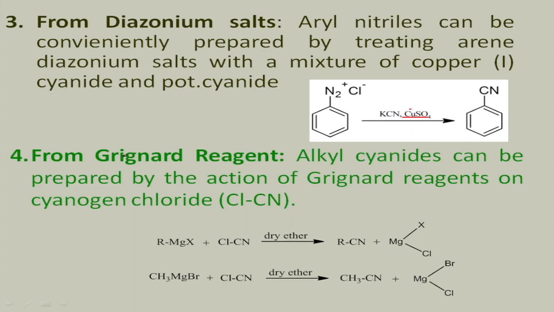You get aryl cyanide or aryl nitrile. Number 4, Grignard reagent: an alkyl cyanide can be prepared by the action of a Grignard reagent on cyanogen chloride. The Grignard reagent is RMgX. Suppose R is CH3, so you have CH3MgBr. It reacts with ClCN, cyanogen chloride, under dry ether, and you get methyl cyanide.